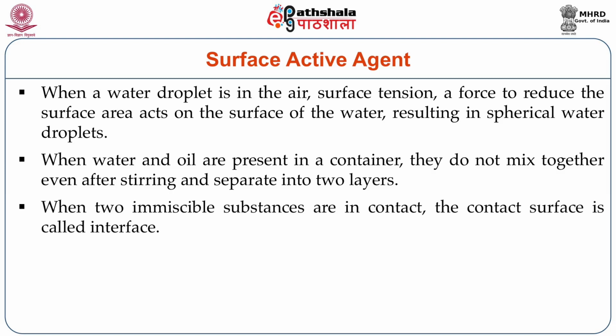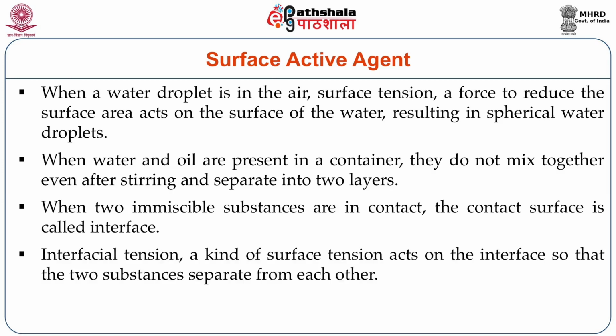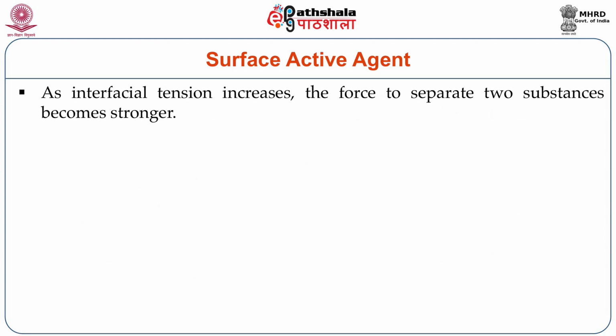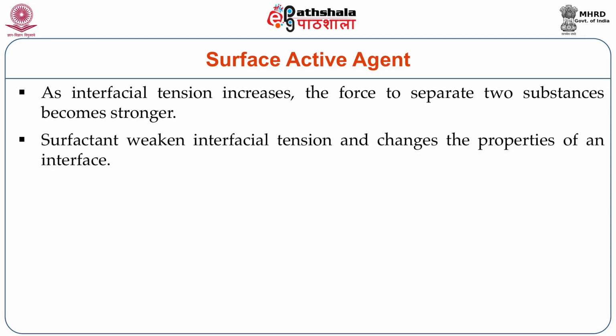When two immiscible substances are in contact, the contact surface is called the interface. And the interfacial tension is a kind of surface tension which acts on the interface so that the two substances separate from each other. Now, the emulsifying agents can reduce the interfacial tension and they can bring together both the immiscible liquids. As the interfacial tension increases, the force to separate two substances becomes very strong. And the surfactants weaken the interfacial tension and change the properties of the interface.